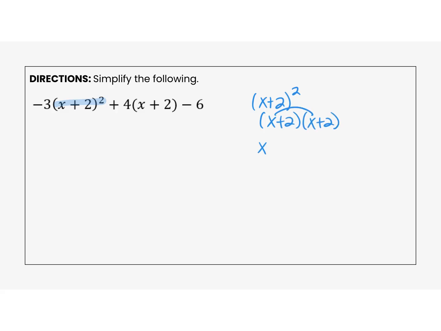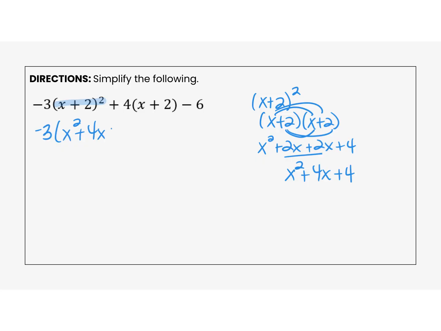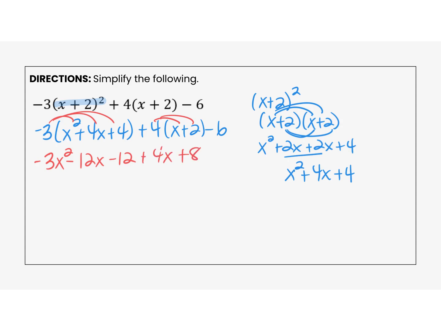So that gives me x squared plus 2x plus 2x plus 4. And I'm going to put together my two middle terms. So I get x squared plus 4x plus 4. So I'm going to take that times negative 3. Plus this 4 times x plus 2 minus 6. Now I'm going to distribute these values. So I get negative 3x squared minus 12x minus 12 plus 4x plus 8 minus 6.